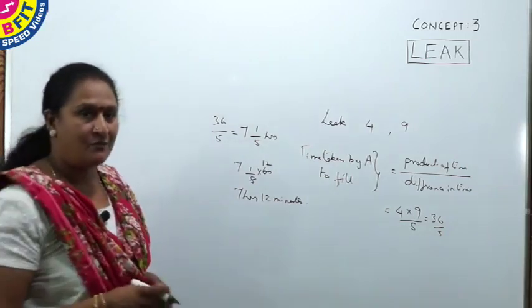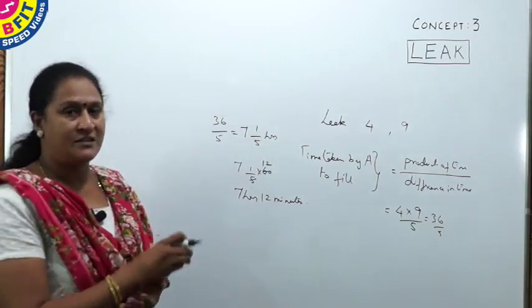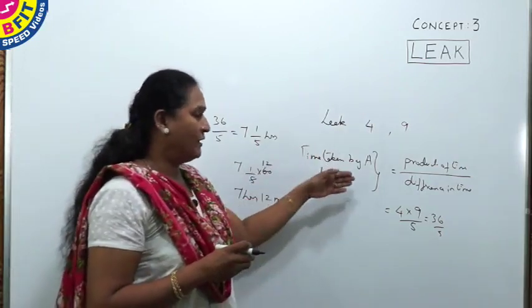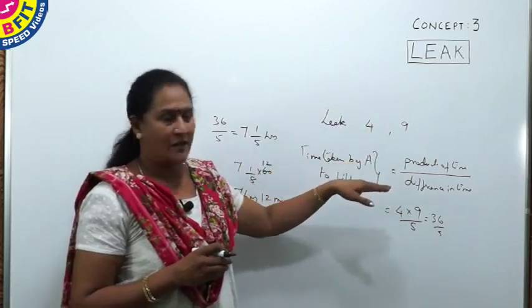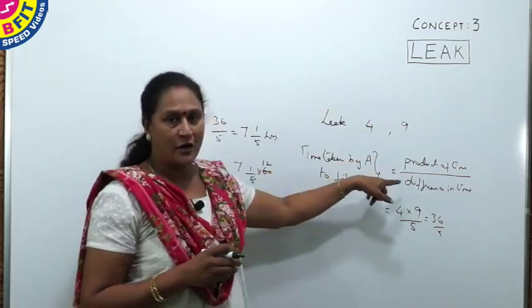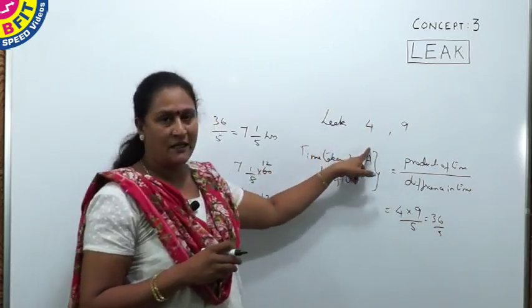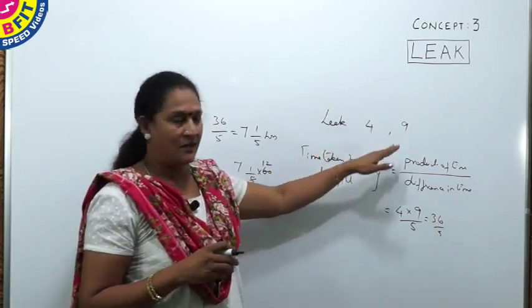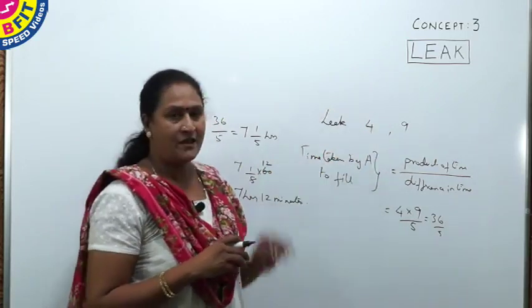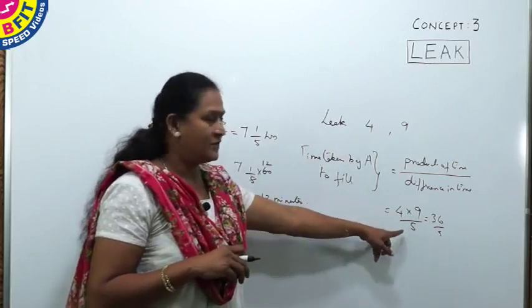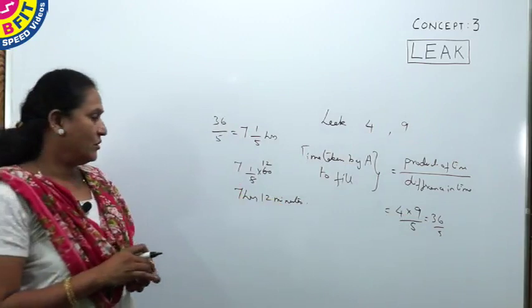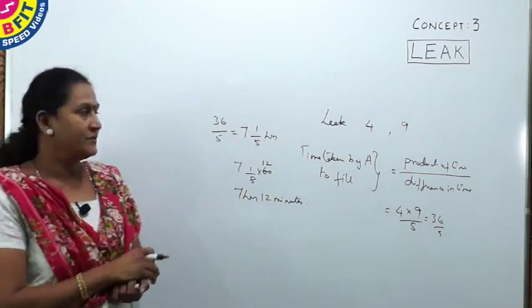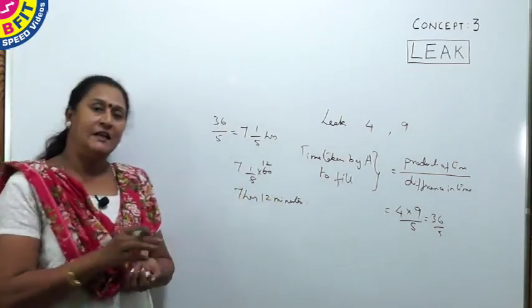So same working, but the concept is only reversed here. So time taken by A to fill the whole tank and leak base is given. So product of time by difference in time. Here product of time will be time taken by the leak and time taken by the same leak when pipe A is filling. So product is 36 by 5. Difference is 5. So it is 7 by 5 hours or 7 hours and 12 minutes. So we'll see another example.